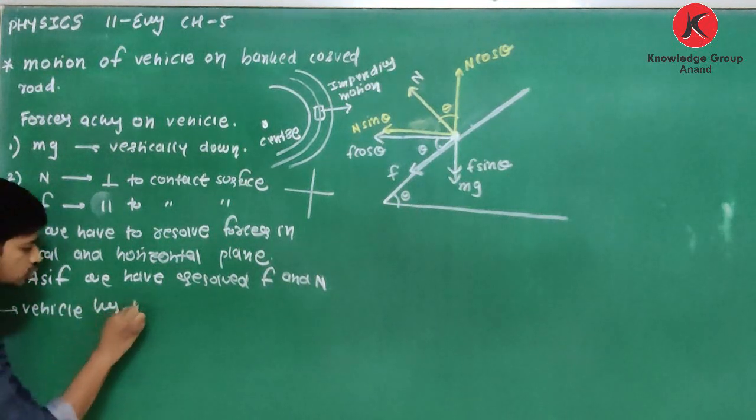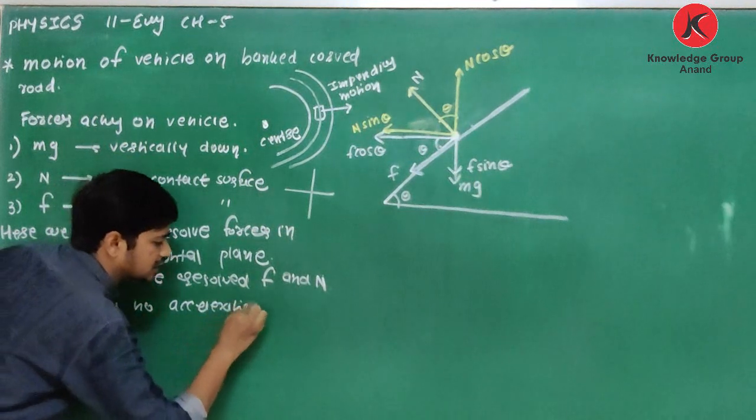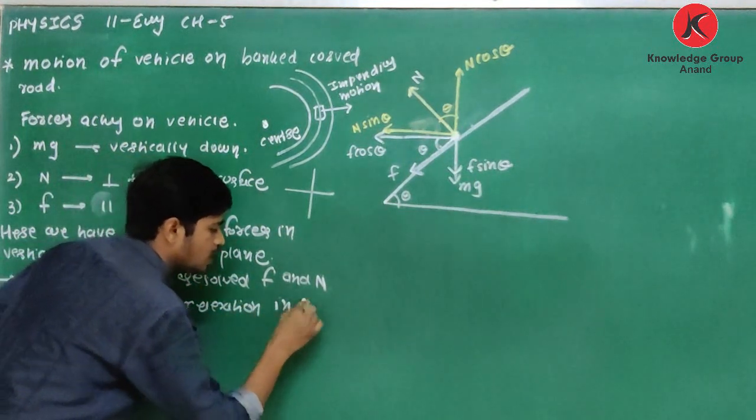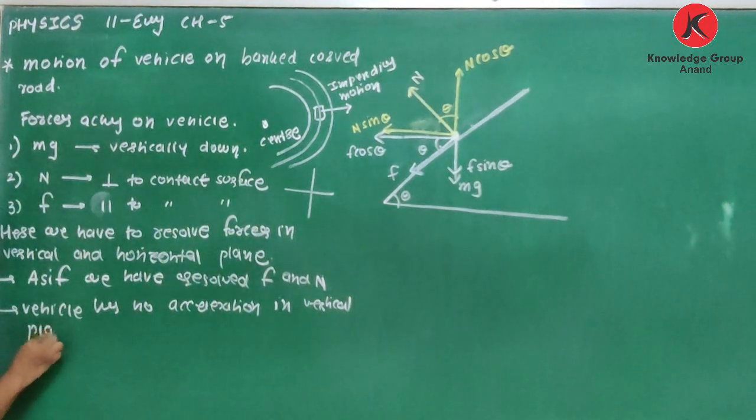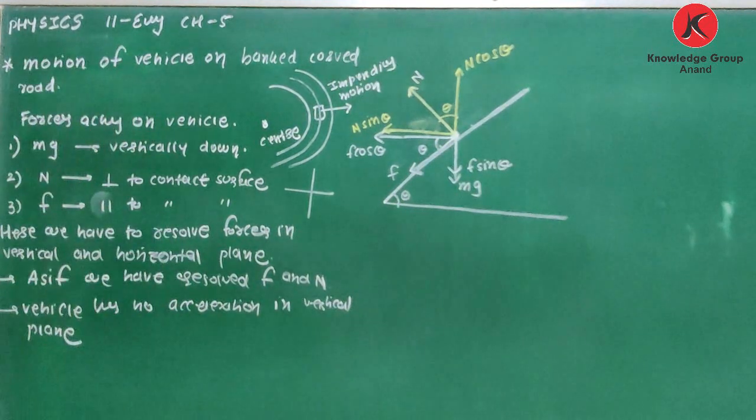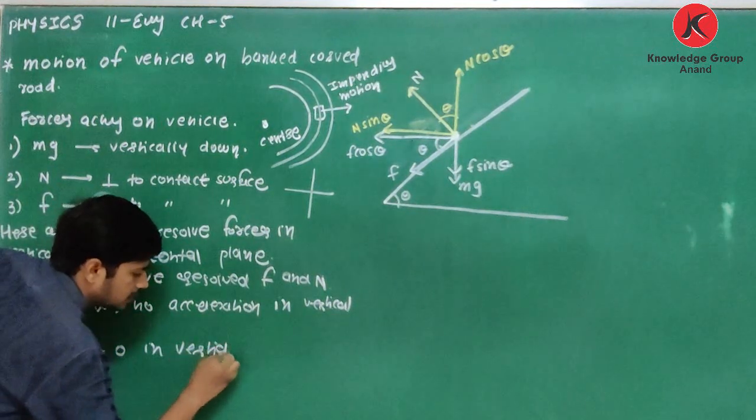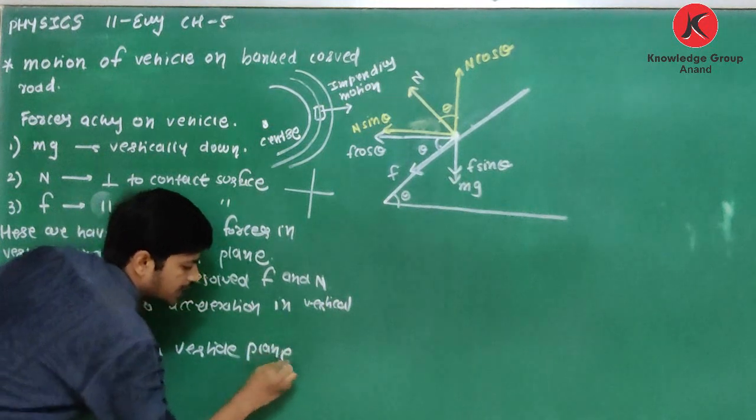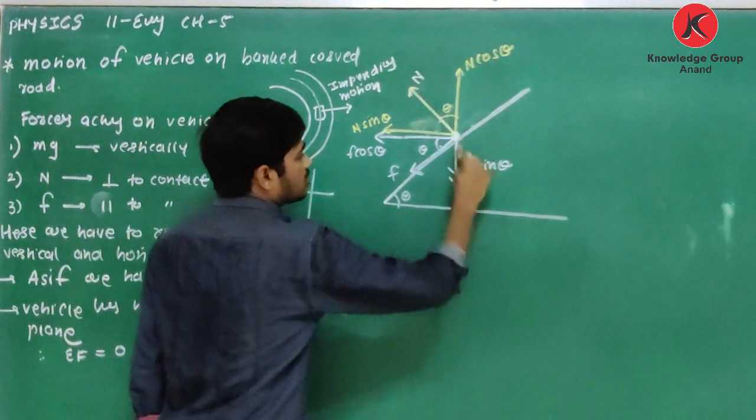the vehicle has no motion, has no acceleration. Motion means acceleration, in the vertical plane. As the vehicle has no acceleration in the vertical plane, it means sigma F is equal to 0 in the vertical plane. Clear about this? Now what does vertical plane mean?